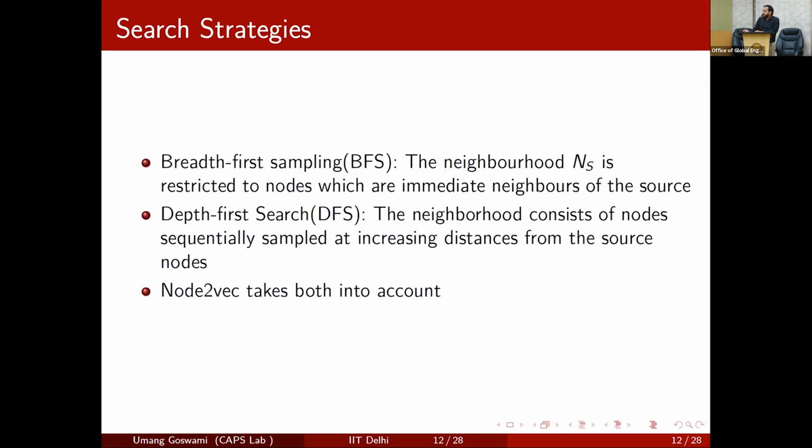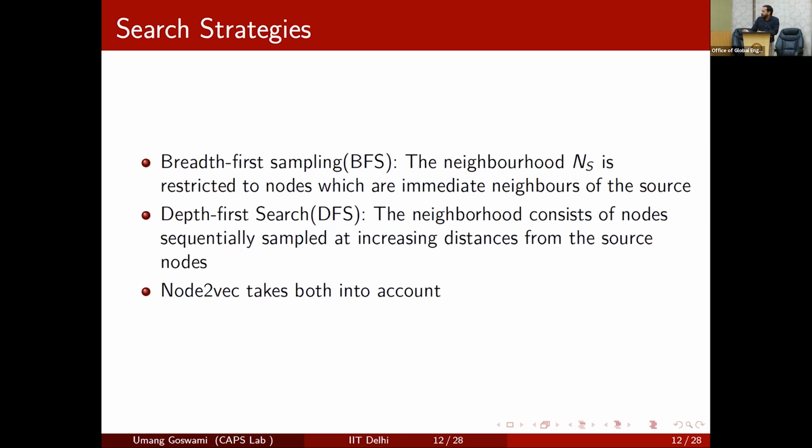Now, from the start of all these graph exercises, we are very well aware that we have two basic sampling strategies. One is breadth first search and the second one is depth first search. In BFS, we are only exploring the immediate neighborhood of the node, and DFS takes into account the distant or far away nodes. But node2vec takes into consideration both. It includes BFS and it also includes DFS.